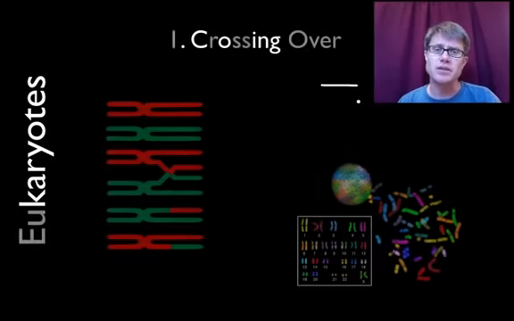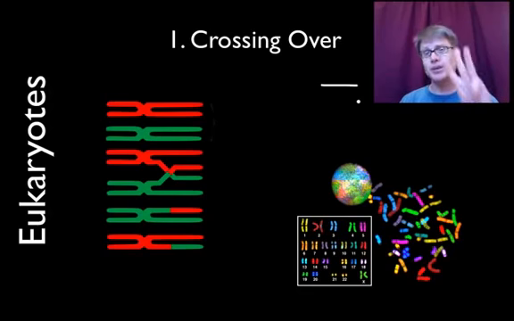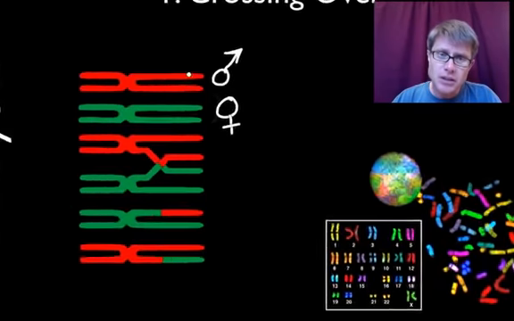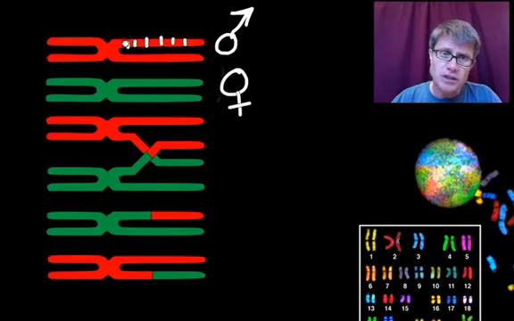Those are prokaryotes. If we talk about eukaryotes, there are really three things that make you special, make you the way you are. And the first one would be crossing over. So during meiosis 1, you get a chromosome from your dad. Let's say this is the chromosome that you get from your dad, and this is the chromosome that you get from your mom. And each of these chromosomes has a number of genes that are on them.